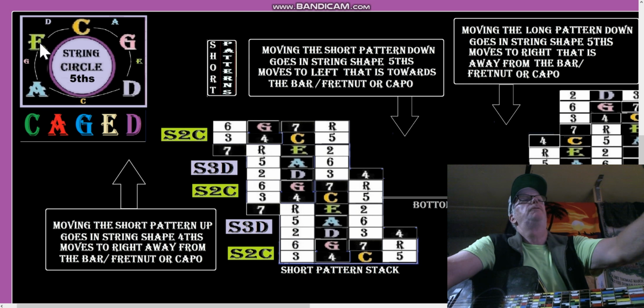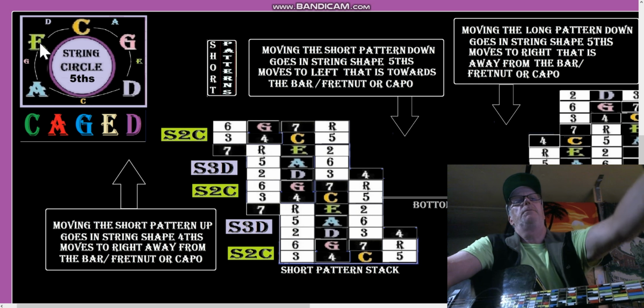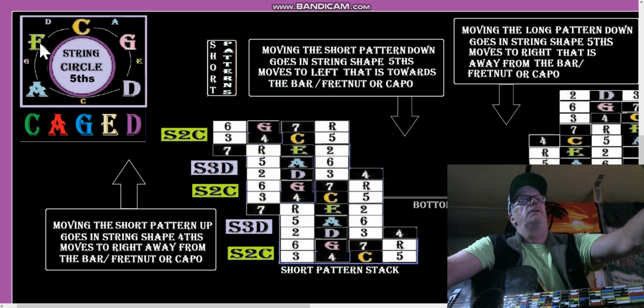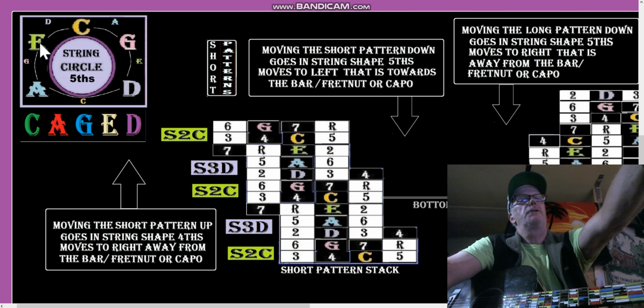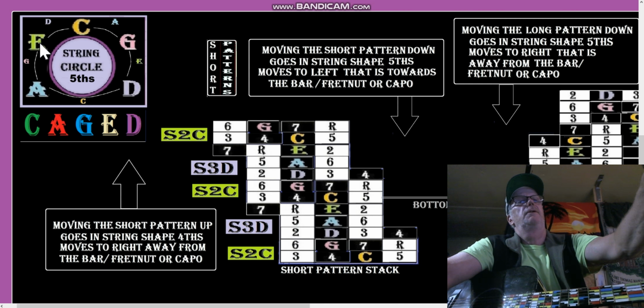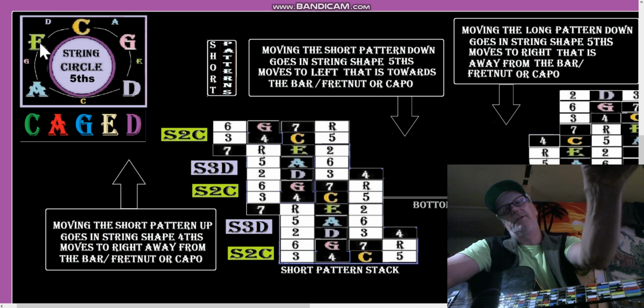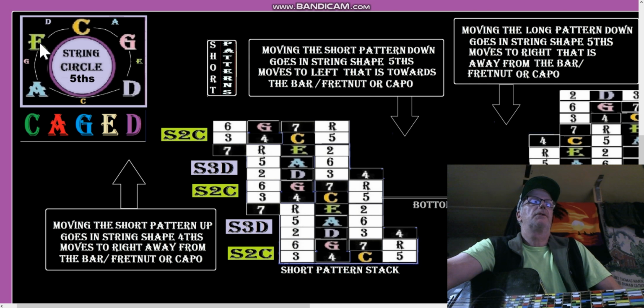It's not a circle of fourths, okay? C goes to F, goes to B flat, goes to E flat, goes to A flat, goes to D flat. It goes to G flat, goes to B, goes to E, goes to A, goes to D, goes to G, and goes to C. It's not like a circle of fourths like that. It's a circle of string shaped fourths. So going down, we're going in string shaped fourths.